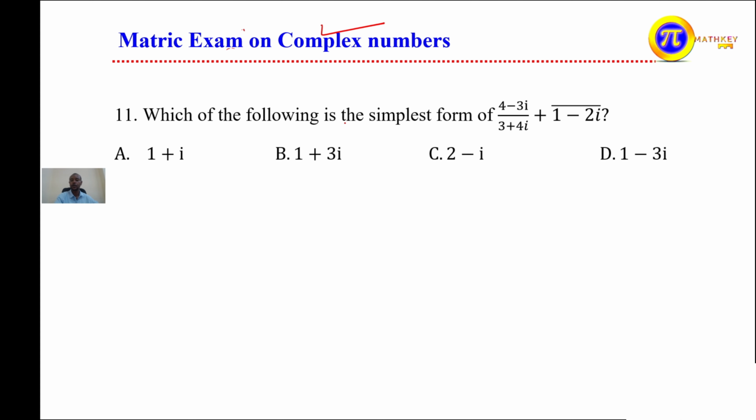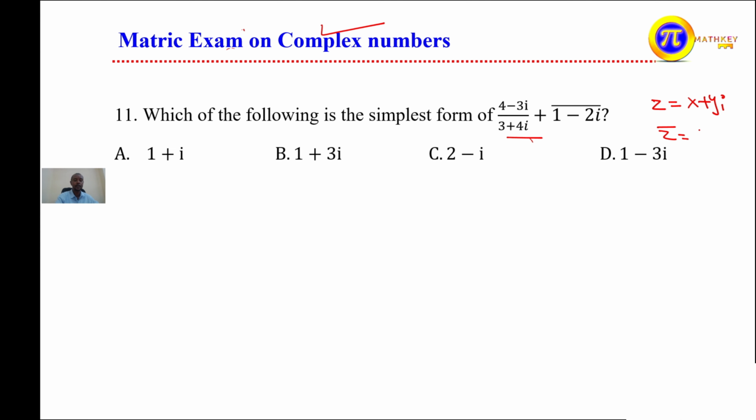Let us consider the first question. Which one of the following is the simplest form of (4 minus 3i) over (3 plus 4i) plus the conjugate of (1 minus 2i)? We know that the complex number z can be expressed in the form x plus yi. The conjugate of this z means what?